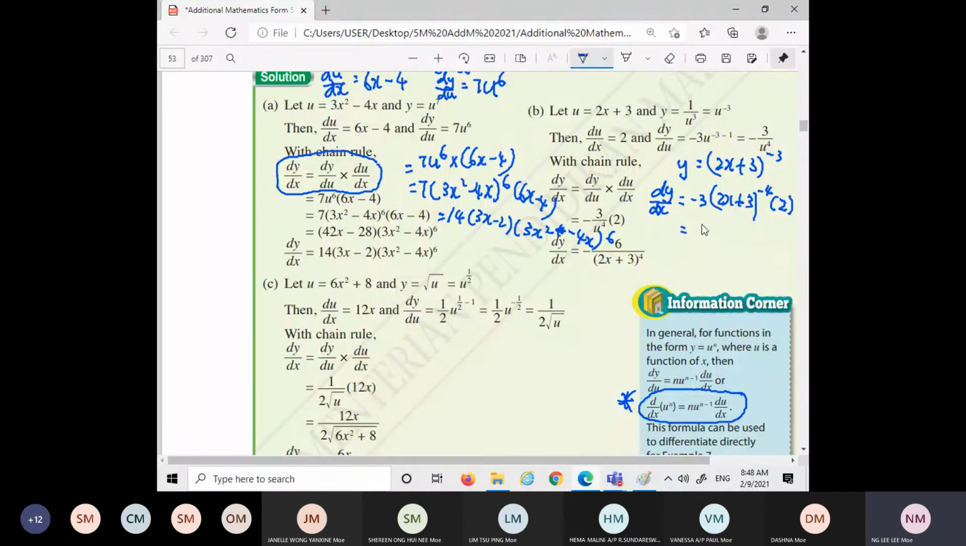Rearrange them. So negative 3 times 2 is negative 6. This power is negative, so it goes at the bottom: 2x plus 3 to the power 4. Compare and see my answer. Correct? I think mostly you will choose this. We try one more question. Look at C.